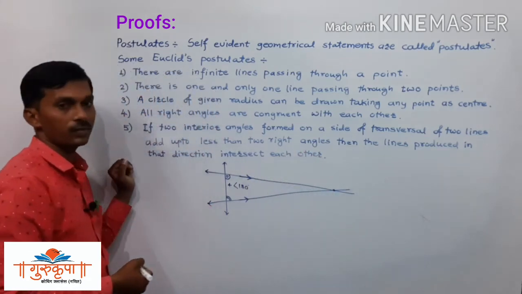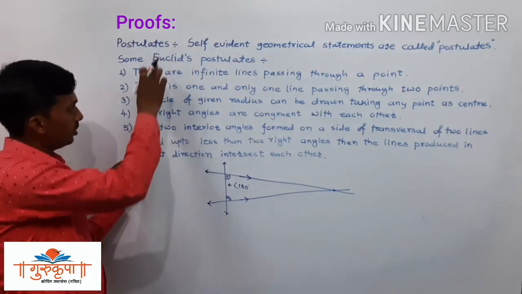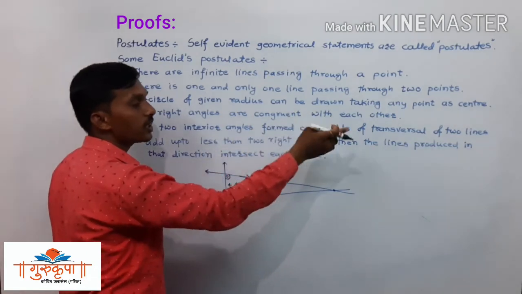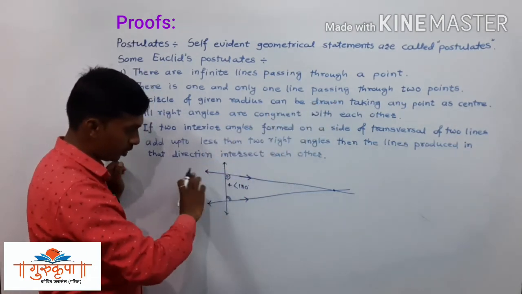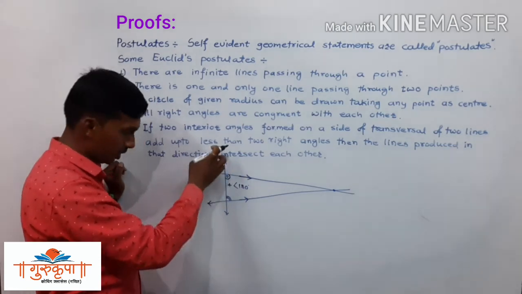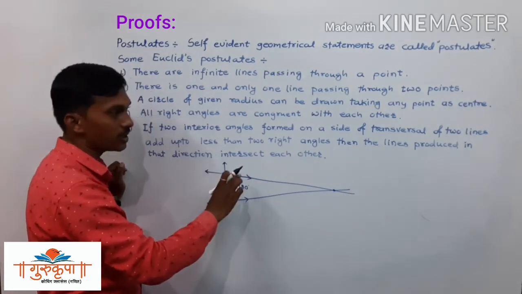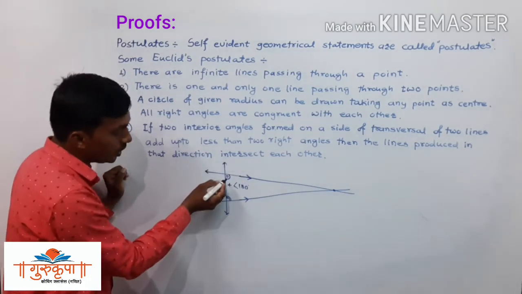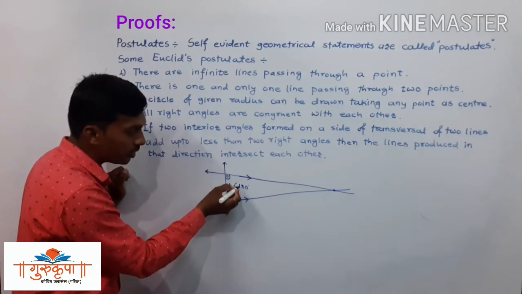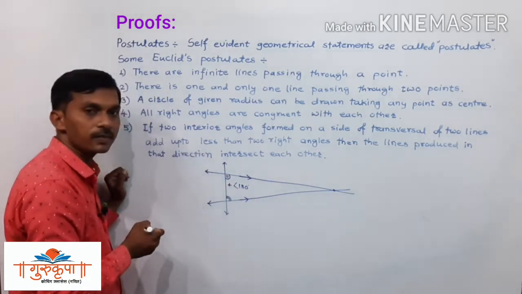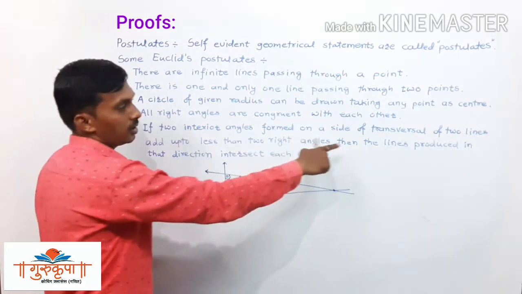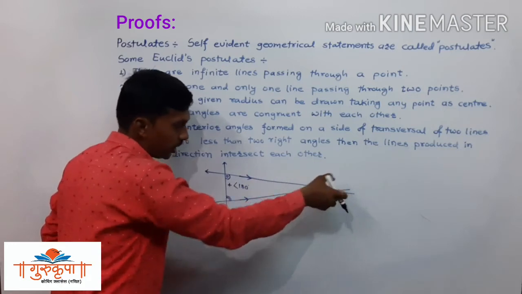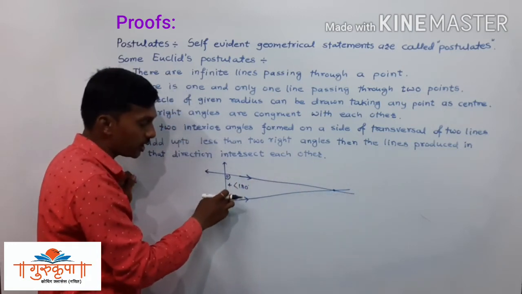Once again we will read that postulate. If two interior angles formed on the same side of a transversal, this is the transversal of these two lines, and these two are the interior angles made on the same side. Now, if the sum of these two interior angles is less than 180 degree, then the lines produced in that direction. The lines produced in that direction.